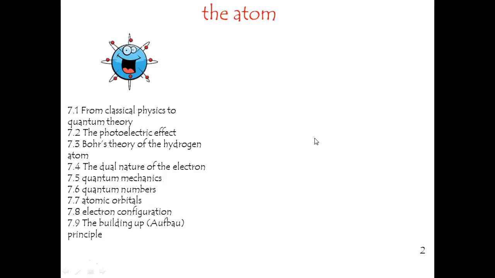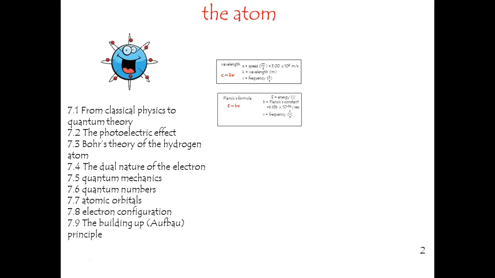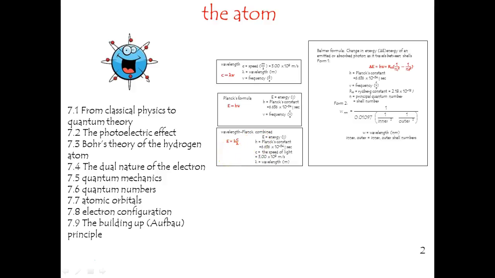Let's take a look at some of the formulas that we'll be covering in this unit. There's the wavelength formula. The speed of light is equal to wavelength times frequency. We can use Planck's constant formula, where energy is equal to Planck's constant times the frequency. And since frequency is equal to that, you can combine them into a combined formula right there, which is handy.